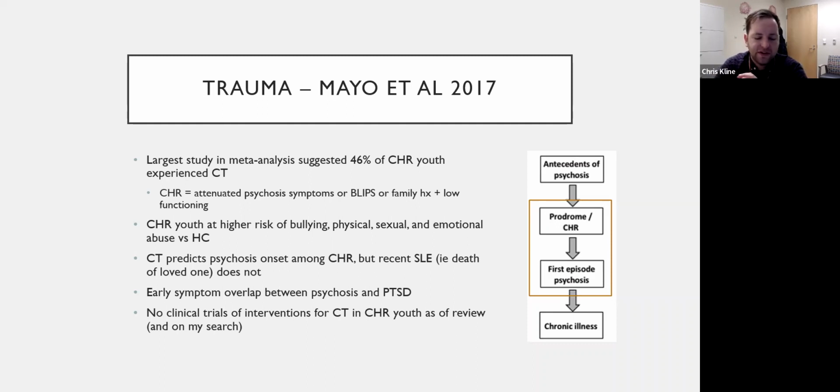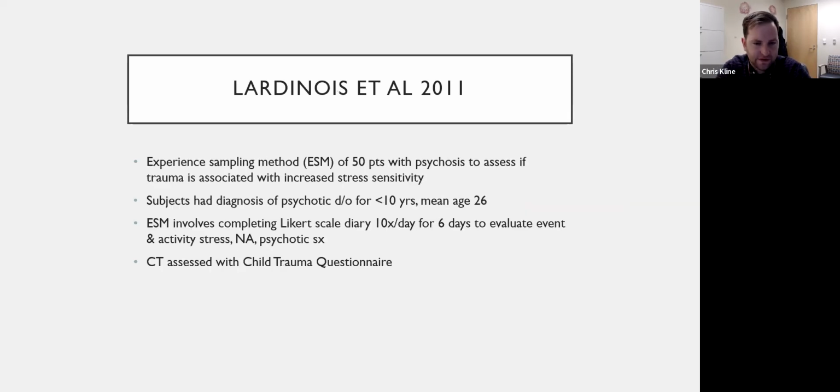Of note, there can be early symptom overlap between PTSD and psychosis. So it's important to be vigilant for psychosis when working with a trauma population, as symptoms may be misattributed to one piece of their presentation. And lastly, as of 2017, and then my own search, I couldn't find any trials of interventions on childhood trauma in a high-risk population. So definitely an area for further study. So this study highlights how traumatic experiences impact stress vulnerability in psychotic illnesses.